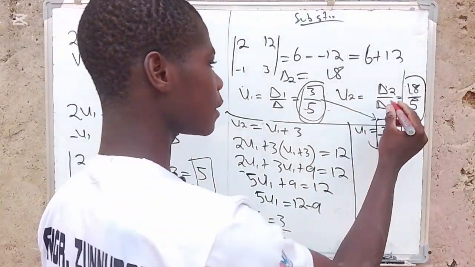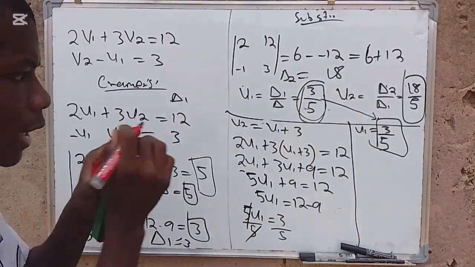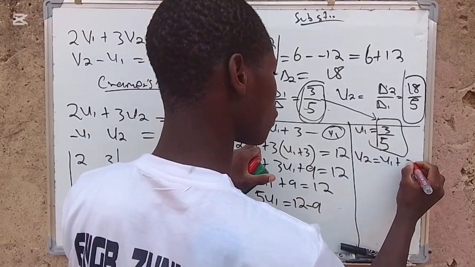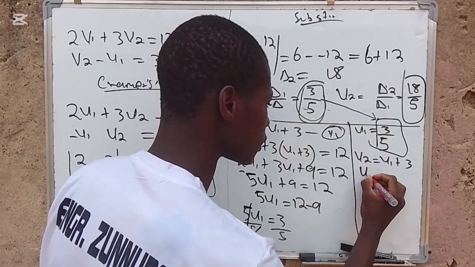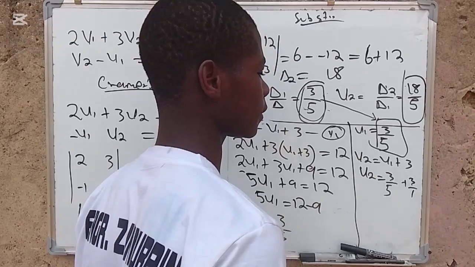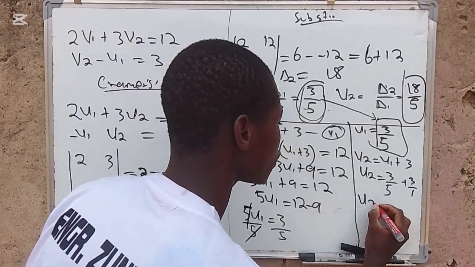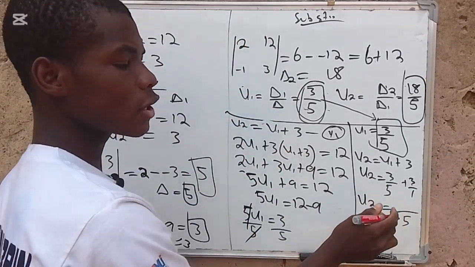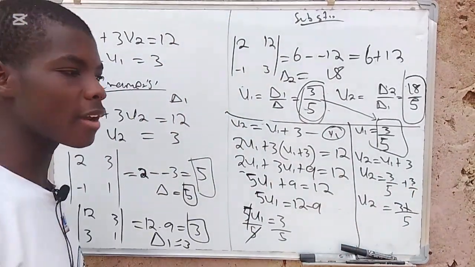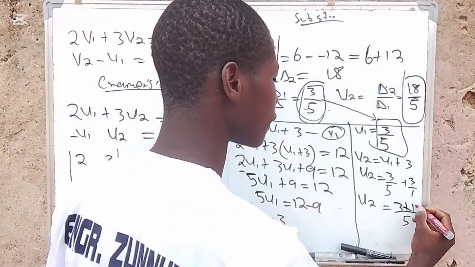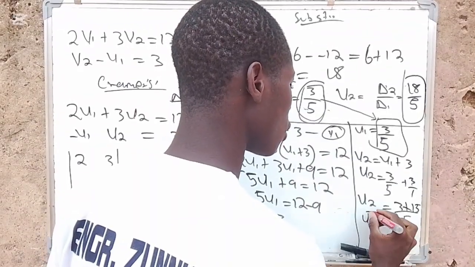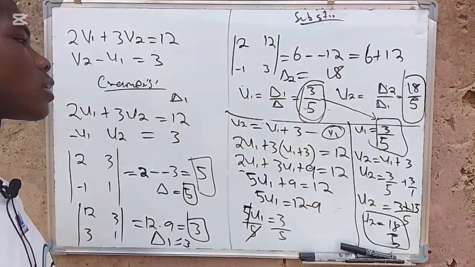For v2, there is an equation 3 that I formed: v2 is equal to v1 plus 3. The value of v1 is 3 over 5, plus 3 over 1. What is the LCM? The LCM is 5. 5 into 5 is 1, multiplied by 3 gives 3, plus 5 into 1 is 5, times 3 is 15. So v2 is equal to 18 divided by 5.